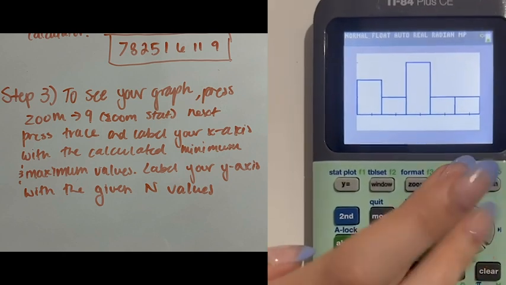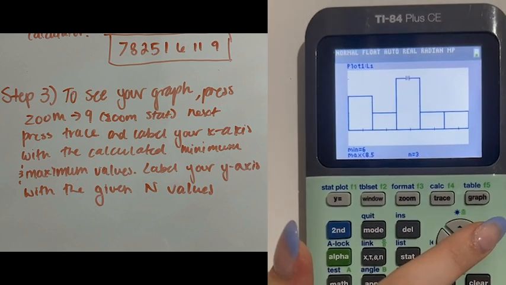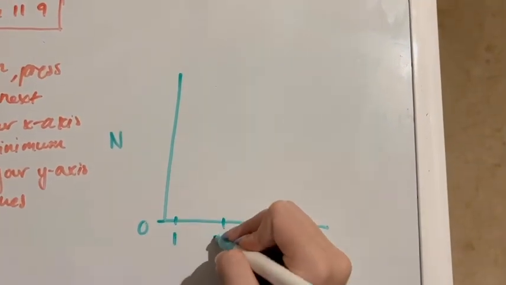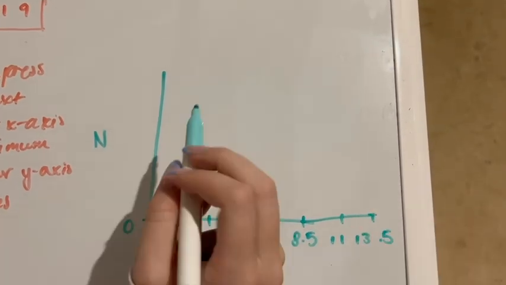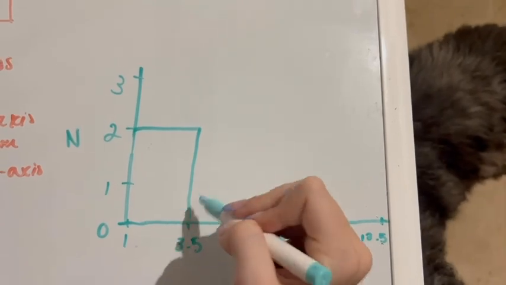Next, press Trace and label your x-axis with the calculated minimum and maximum values. Label your y-axis with the given end values. When creating this graph, label the x-axis with the calculated minimum and maximum values, and then label the y-axis and make 4 lines from 0 to 3. Now you can fill in the histogram as shown on your calculator.